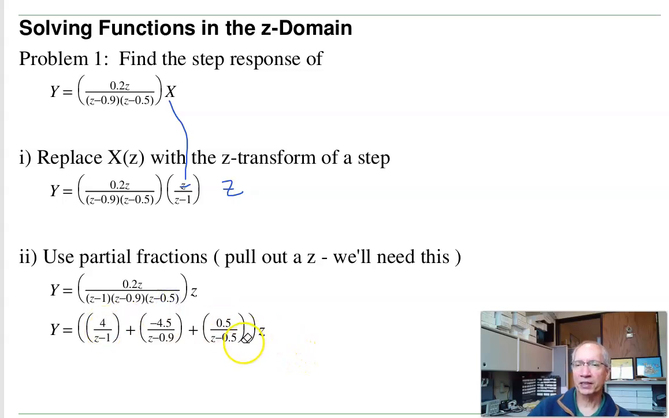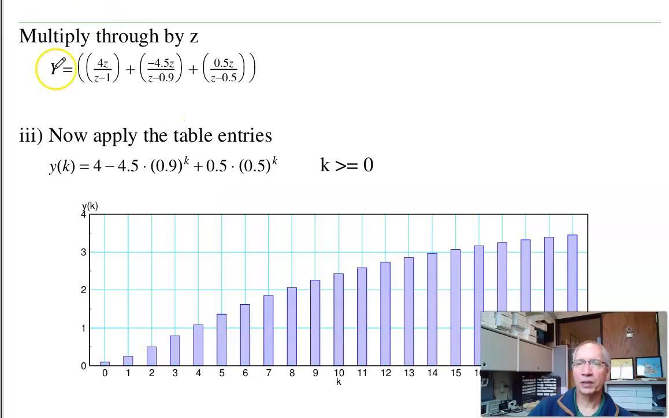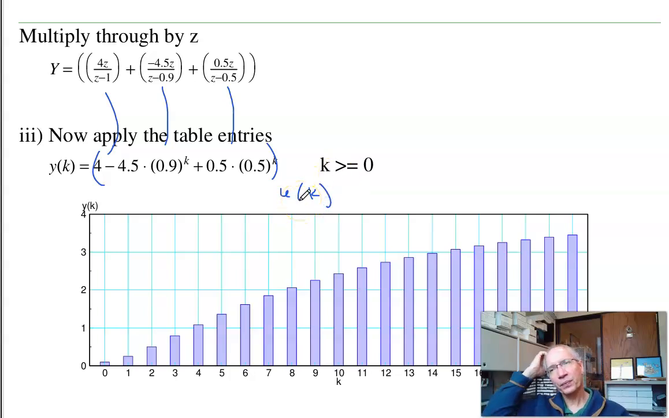Now multiply through by z. Take the inverse z transform. So this becomes 4 times 1 to the k, minus 4.5 times 0.9 to the k, plus 0.5 times 0.5 to the k. For k positive, you can either say k equals 0 or times u of k. Either one's the same. And if I plot it, here is what y of k looks like.